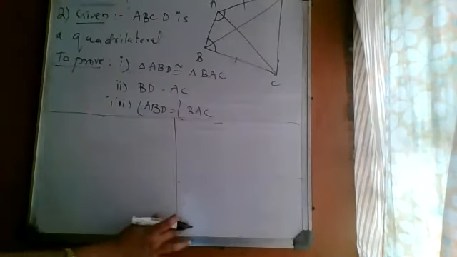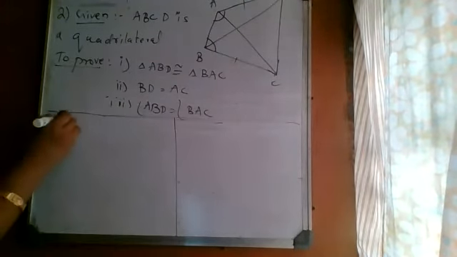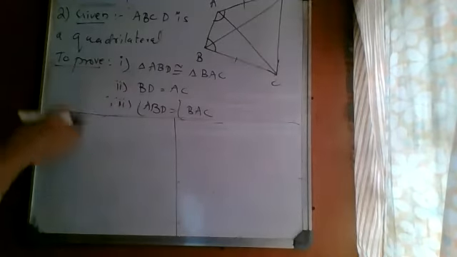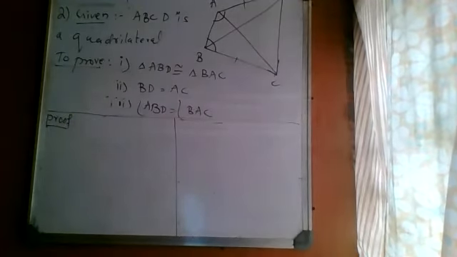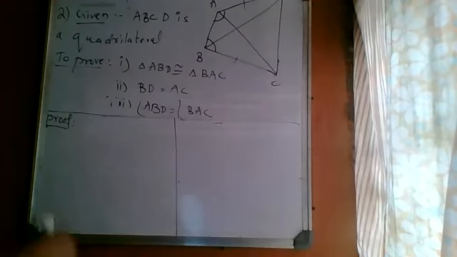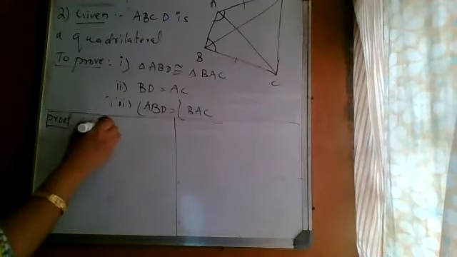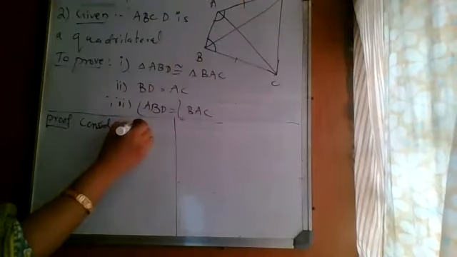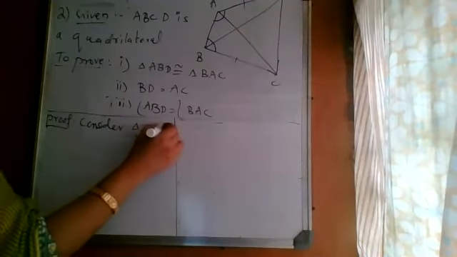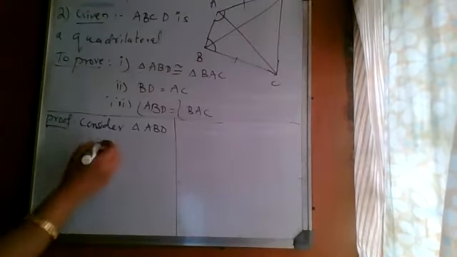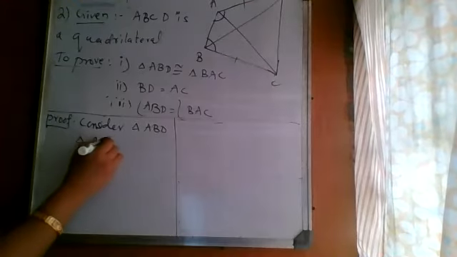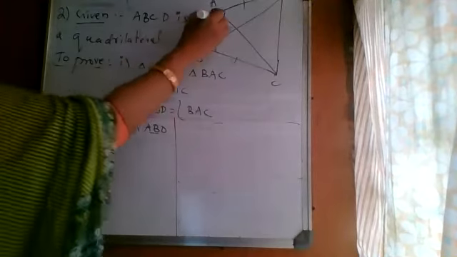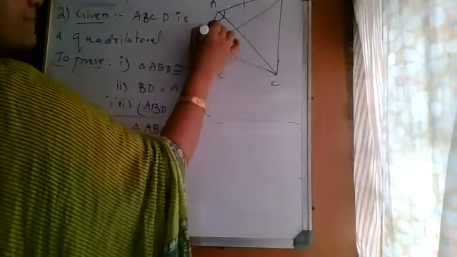Okay, now the solution starts. Proof. Till here it carries 1.5 marks. You can copy this question from your textbook. Okay, consider triangles. Take two triangles, ABD and ABC. Now AB is common in this. This is called base. What is it called? Base.